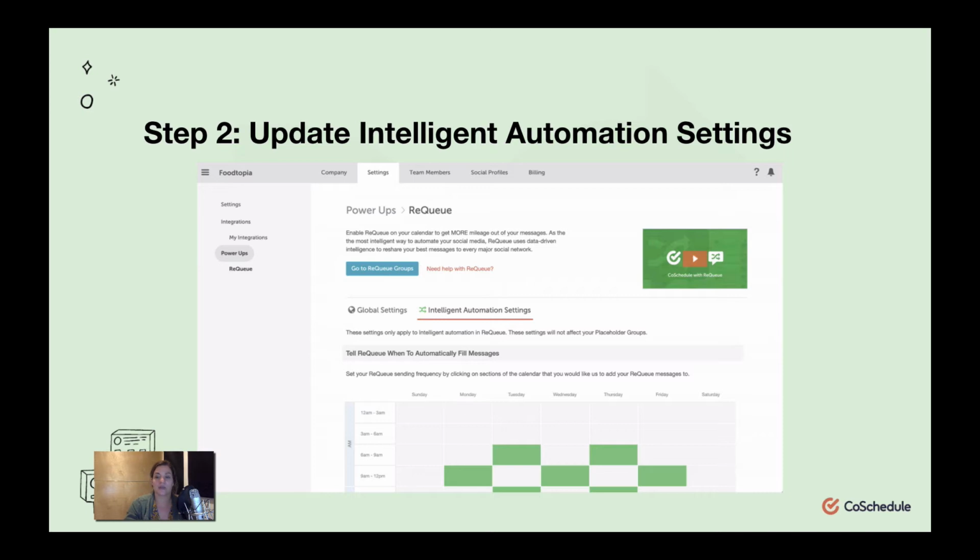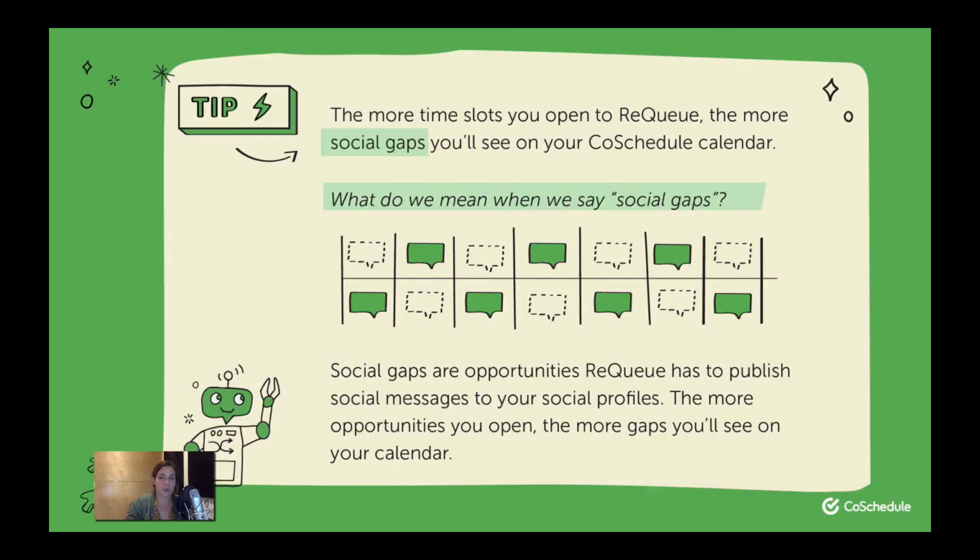And as a quick tip, the more time slots that you open on ReQueue, the more social gaps you'll see on your CoSchedule calendar. So what do I mean when I say social gaps? Well, social gaps are opportunities that ReQueue has to publish social messages to your social profiles. The more opportunities that you open up, the more gaps that you'll see on your calendar.